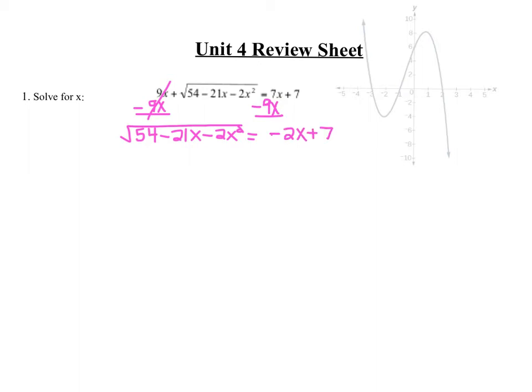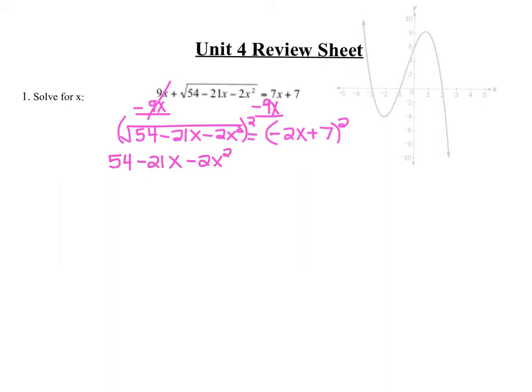Now, step number 2. Once we have the radical all by itself, what we're going to do is square both sides of the equation. Okay, so I'm going to put both sides of the equation in parentheses, and we're going to square it. Now, the reason we do that is because a square and a square root cancel each other out, so what we're left with is just what was underneath the radical. Okay, so 54 minus 21x minus 2x squared.